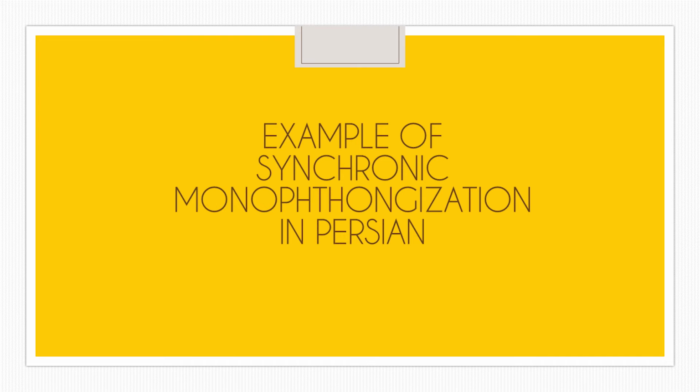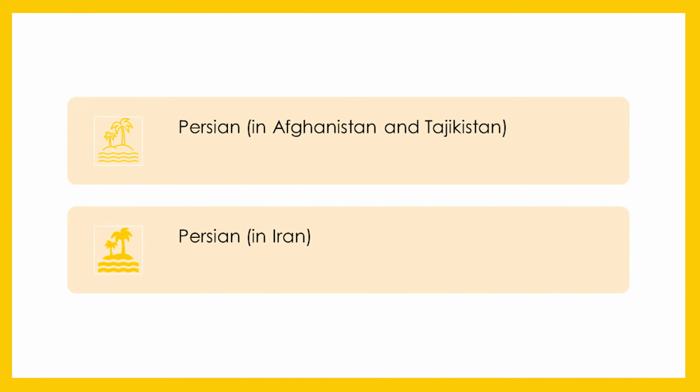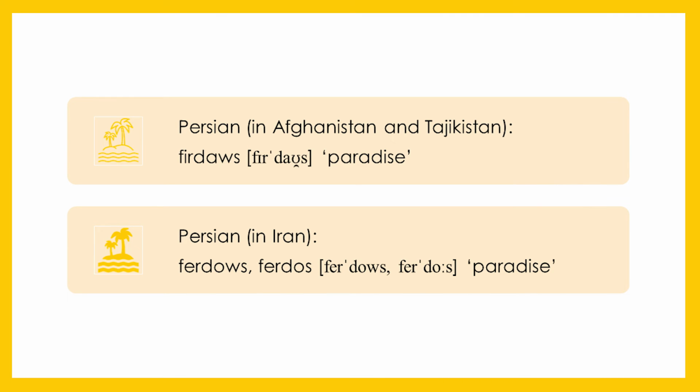Actually, I can mention an example of monophthongization in Persian. So Persian is spoken in Iran, Afghanistan, and Tajikistan. In the varieties of Persian that are spoken in Afghanistan and Tajikistan, the word for paradise, which itself is originally a Persian word, is "firdaus." Firdaus in Afghanistan and Tajikistan, but in Iran is pronounced "ferdous," which would be a diphthong, but in rapid speech, it is reduced to a monophthong, "ferdos." This is an example of synchronic monophthongization in Persian.